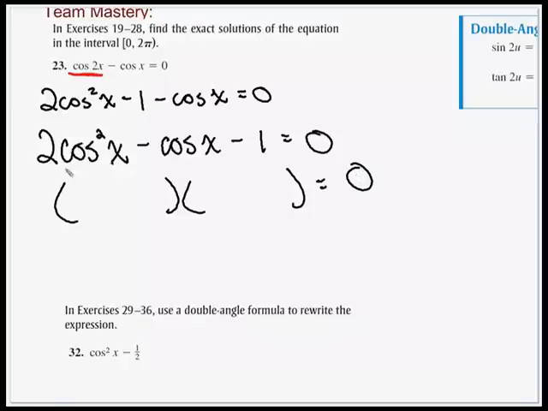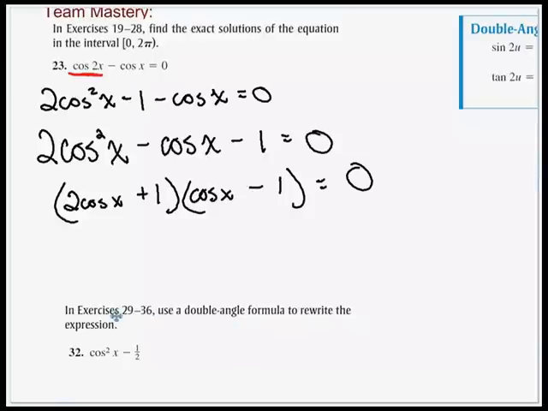Let's see here. What are the factors of 2 cos squared? Well, it's got to be a 2 cos of x and a cos of x. Our final term is a 1. The factors of 1 are 1 and 1. And we need the plus and minus signs to give our middle term a negative 1 cosine of x. So it's going to be 2 cos x plus 1 and cos of x minus 1.